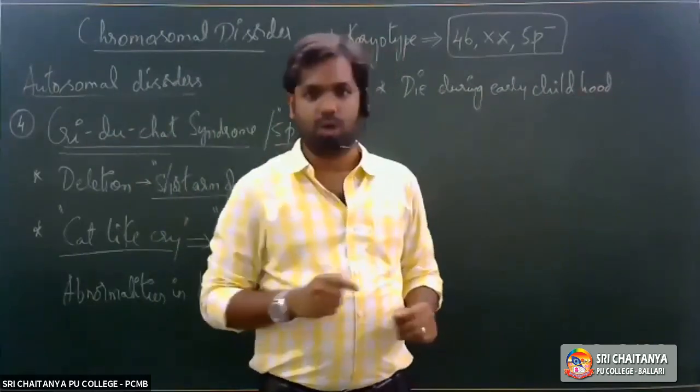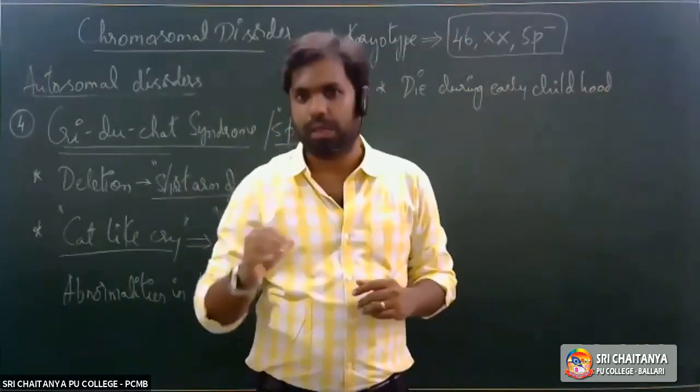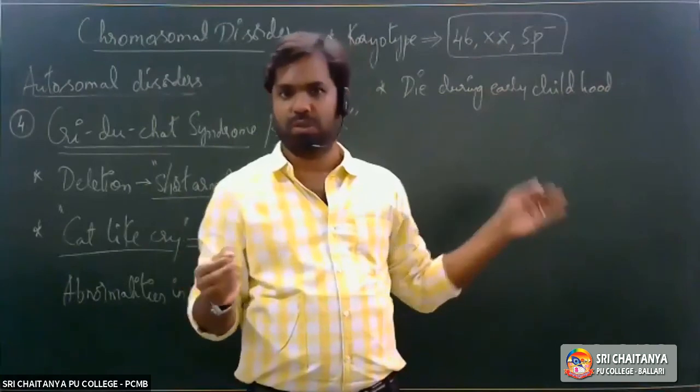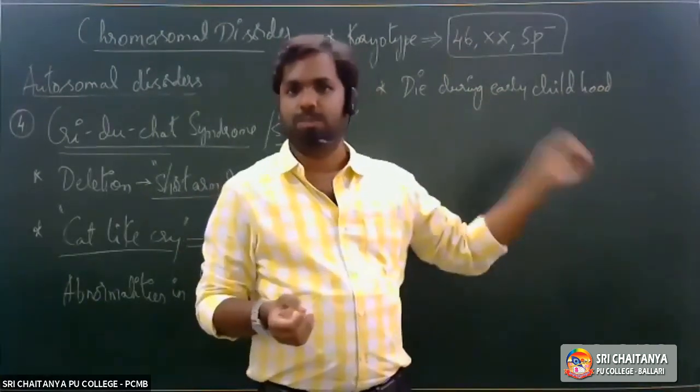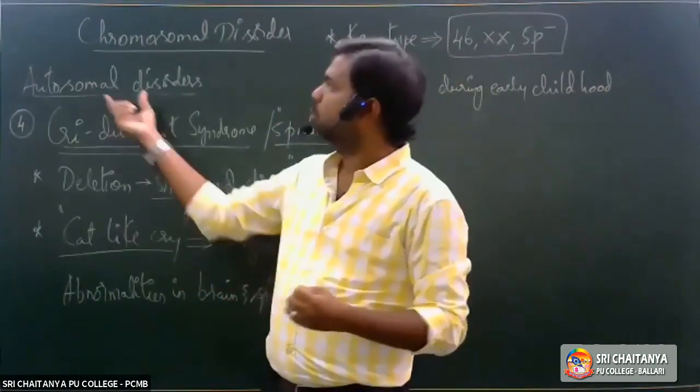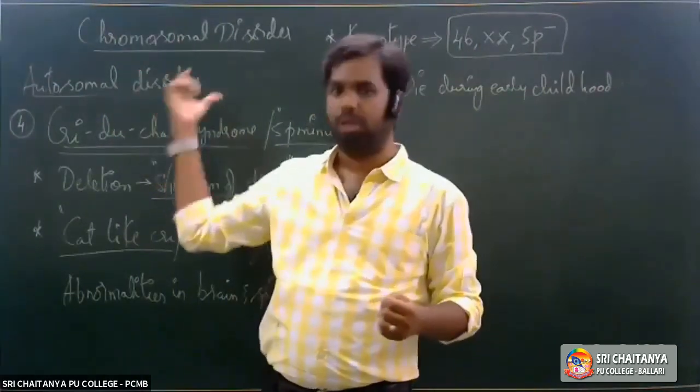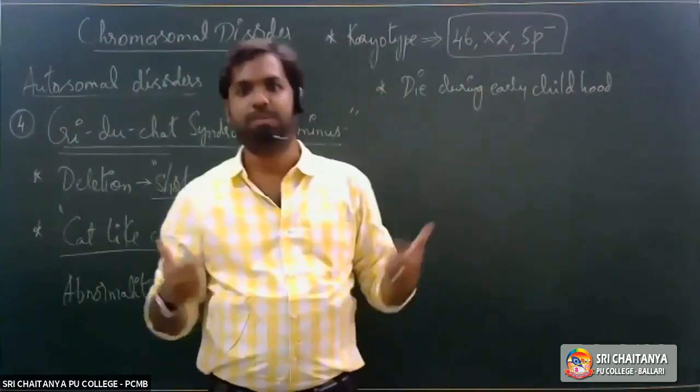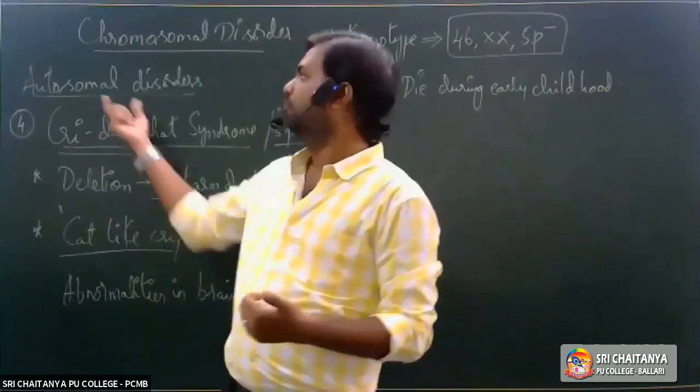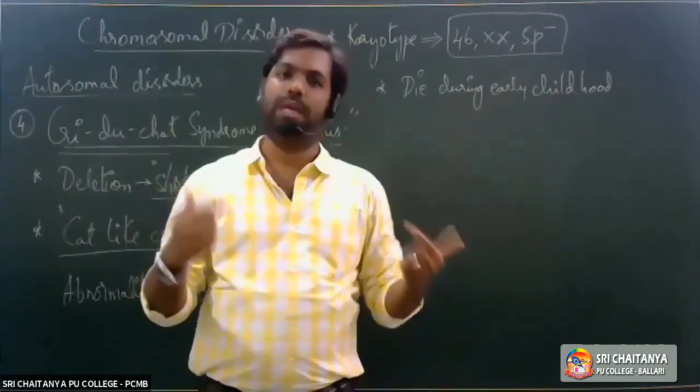We have one more disorder, which is called chronic myeloid leukemia, which is a type of cancer related to autosomal chromosomal disorders. That we'll take up in the next session, and along with that, we'll take up a few allosomal disorders also in the next session.